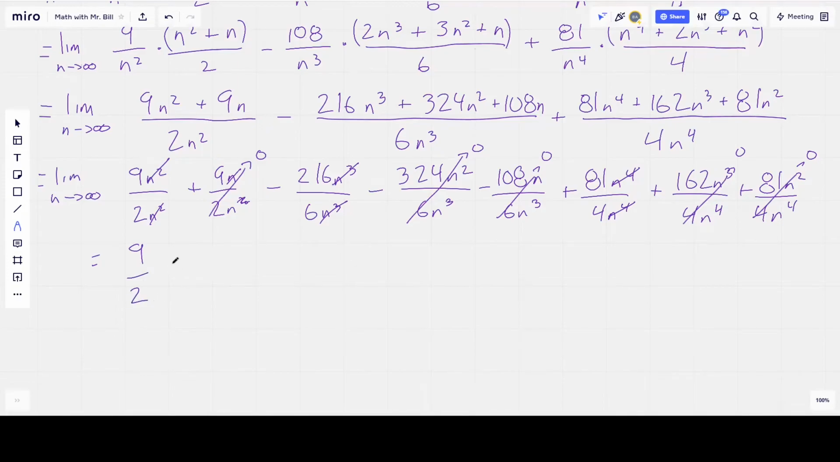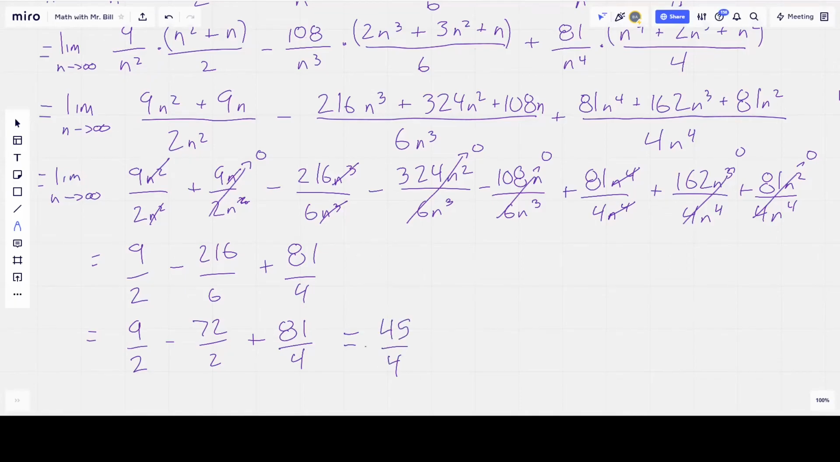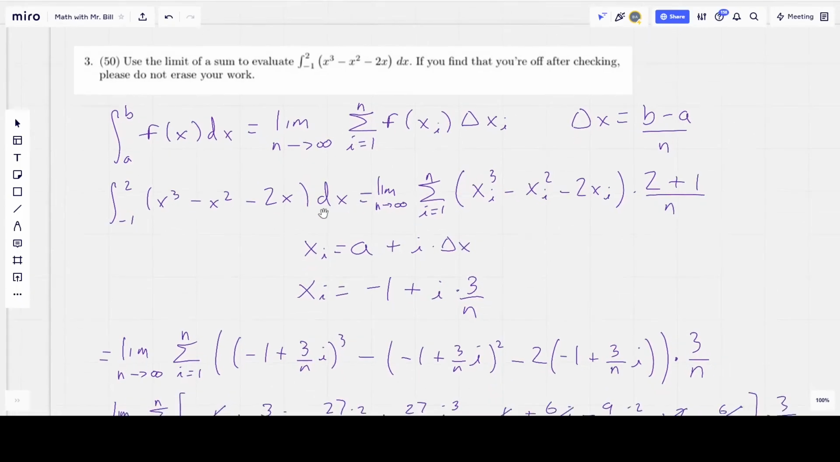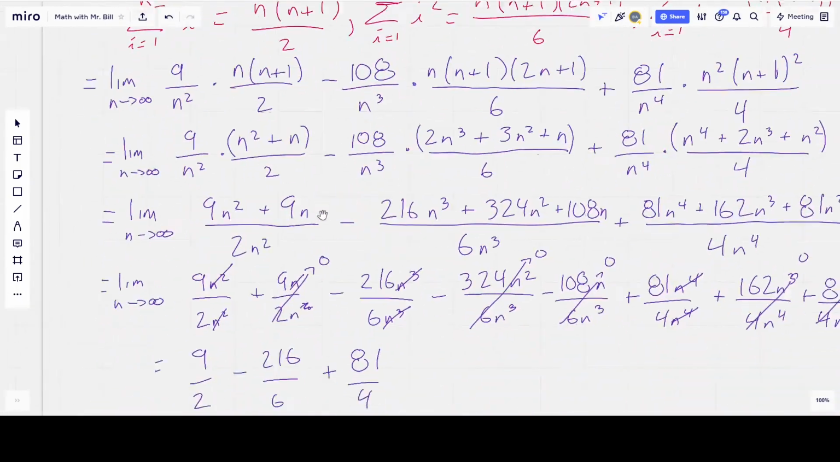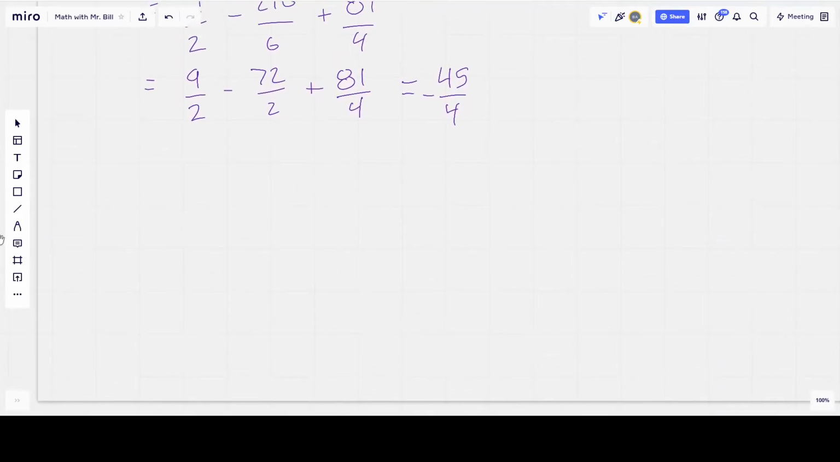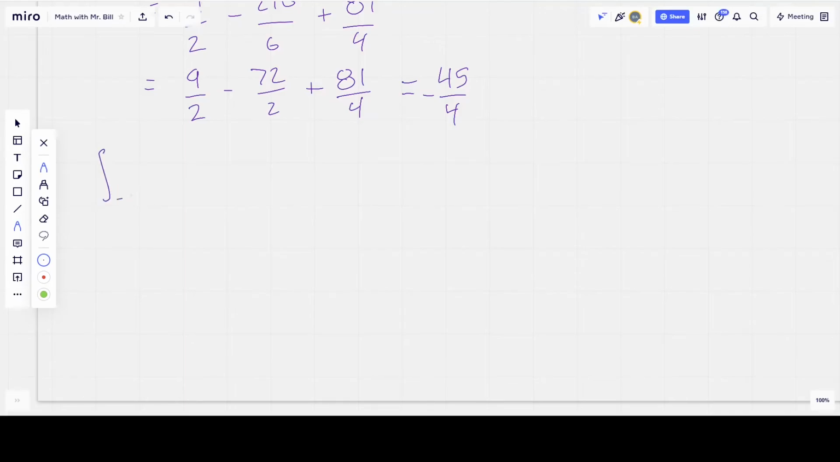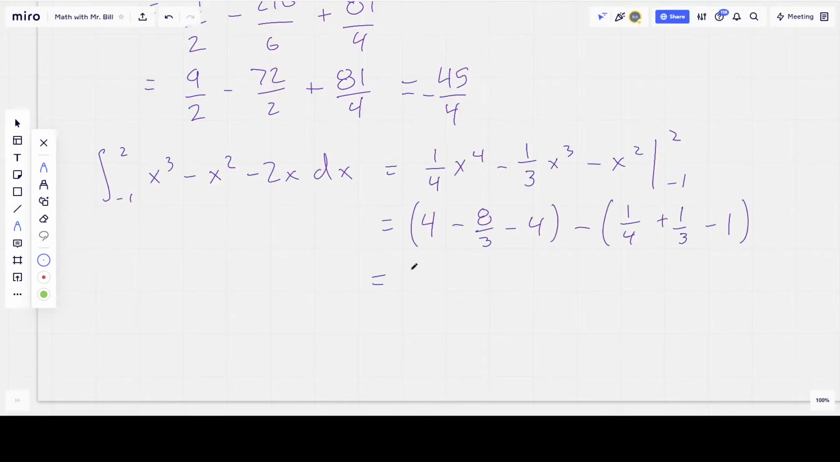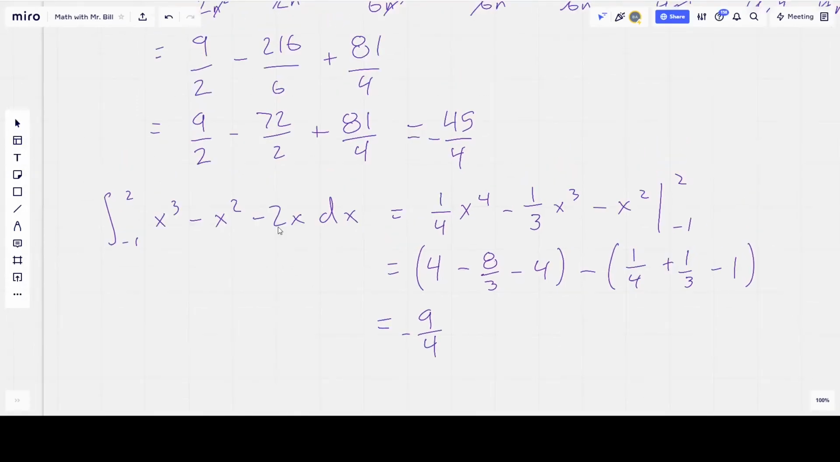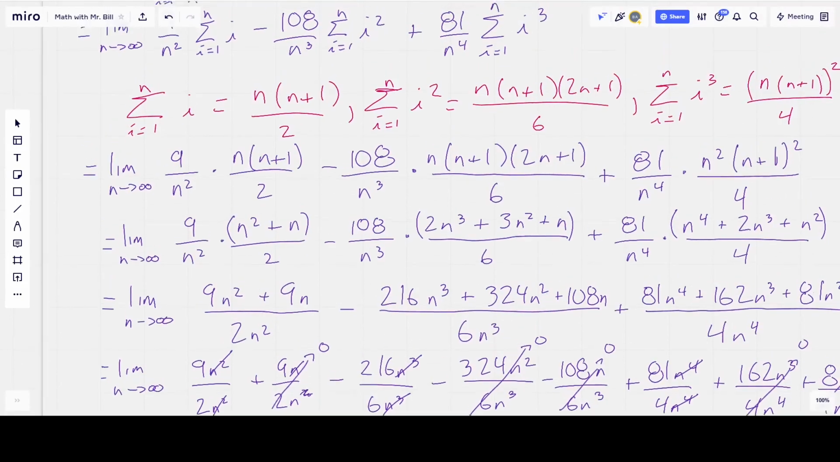So I've got 9/2 minus 216 over 6 plus 81 over 4. And if we go ahead and evaluate that, that ends up being negative 45 over 4. So that's what our answer should be. And if we find the integral by using normal means or using a calculator, we can see if we got the right answer. And of course, we're off. The answer was negative 9/4, and we're off by 9.